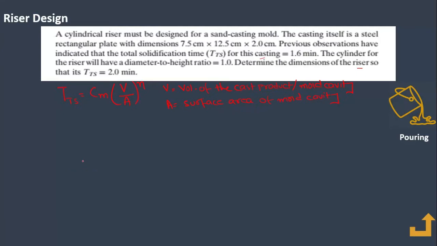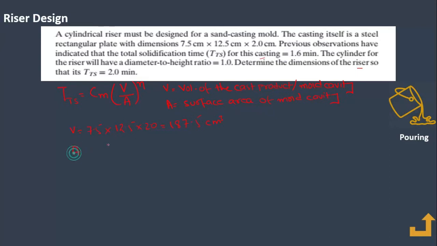So we'll start by calculating the volume of the cast product, that was equals to, as it is given in the statement, 7.5 into 12.5 into 2, and that makes up, if you use a calculator for this one, 187.5 centimeter cube.